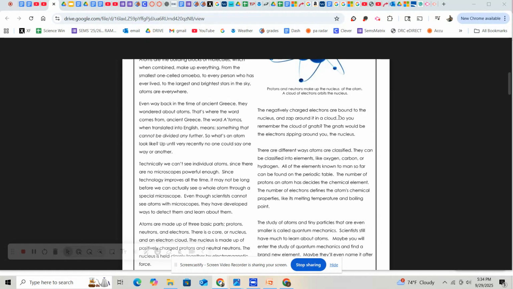Do you remember the cloud of gnats? The gnats would be the electrons zipping around you, the nucleus.